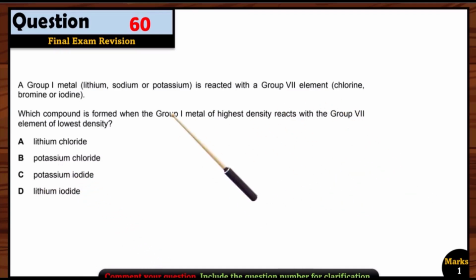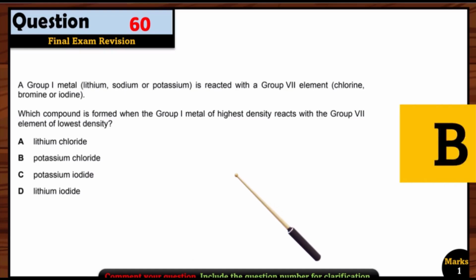Now let's see group 7 with the lowest density. Lowest density means it should be on the top, right? So between chlorine and iodine, if you compare, chlorine is on the top whereas iodine is below in the group. So that's why option B is the right option. So chloride is the right option.